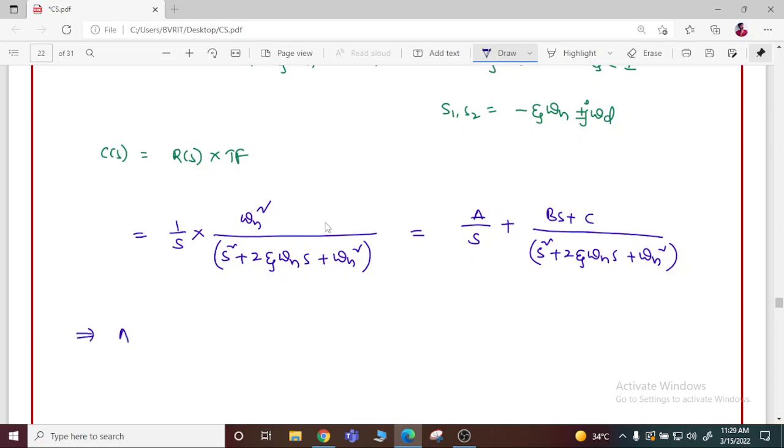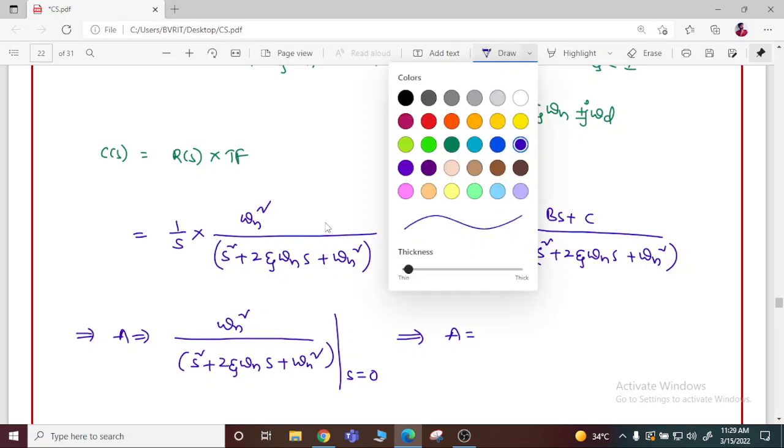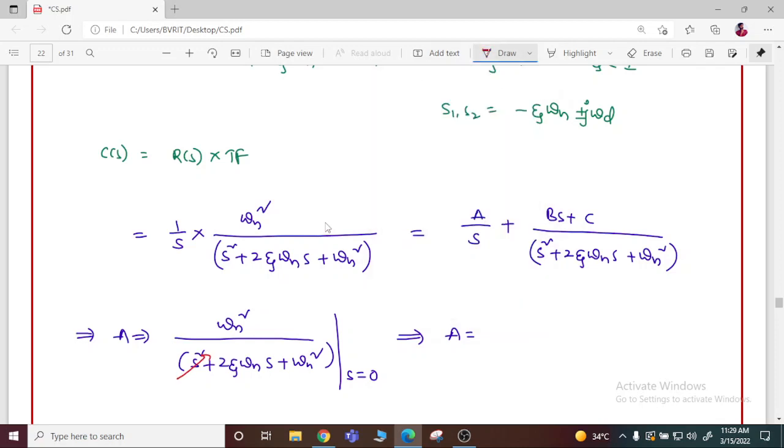From here, A can be obtained as omega n square divided by s square plus 2 zeta omega n into s plus omega n square, by putting s equal to 0. If I put 0, this term will become 0. So this A value will be omega n square divided by omega n square, which is equal to 1.